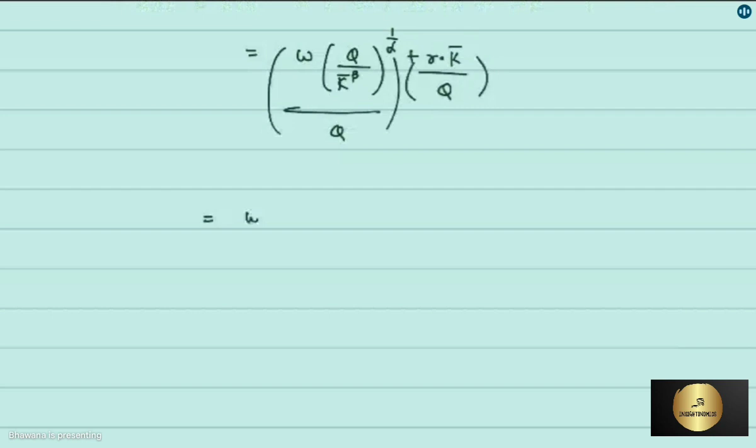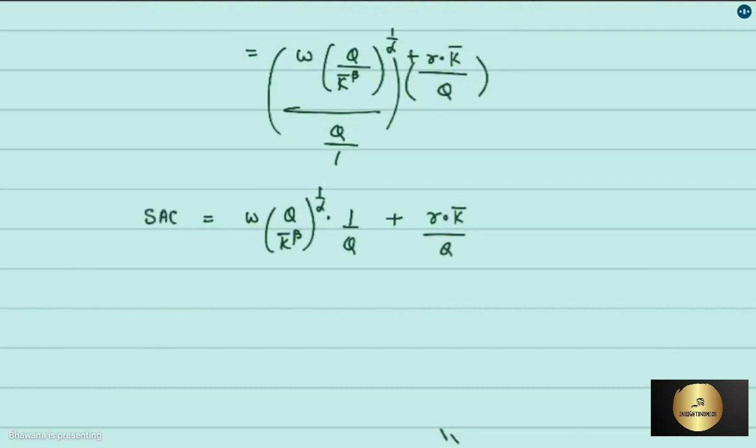When you further solve it, Q in the numerator, you can take to the denominator, like Q divided by 1 by Q. So SAC = W (Q / K̄^β)^(1/α) (1/Q) + R K̄ / Q. This is your short run average cost. This is an equation for the short run average cost.